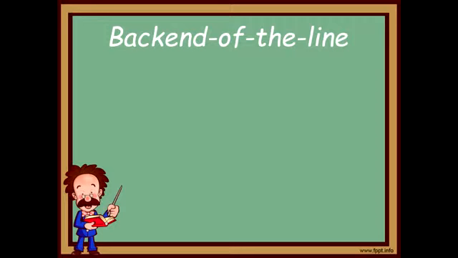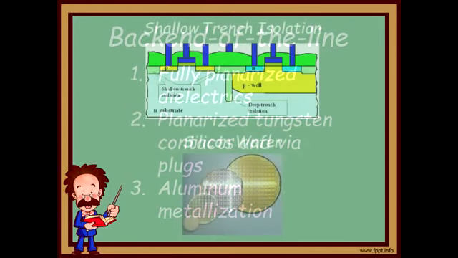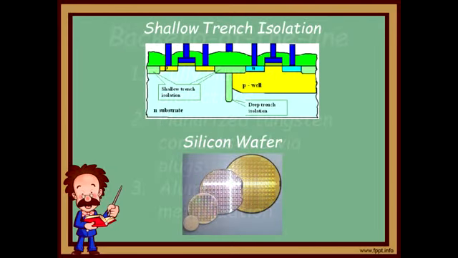Now let's go to the back end of the line processes of a generic CMOS process flow. So again, they are minimized compared to the other one. Now we just have 3 processes. First is the planarized dielectrics. Second is the planarized tungsten contacts and vias, or plugs. The third one is the aluminum metallization.